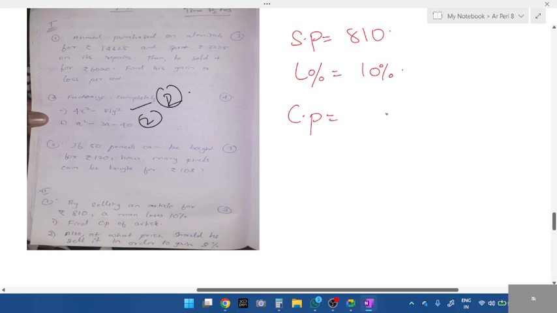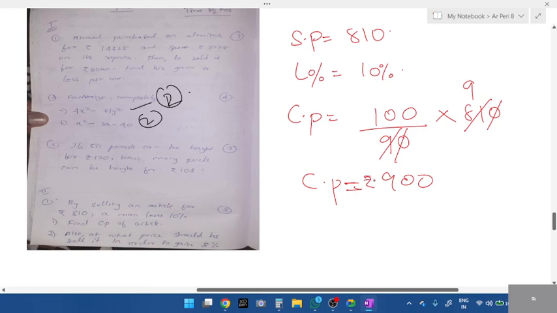What is the cost price formula? 100 divided by... Okay, I'll write it directly. 100 minus 10 is 90 into 810. 0 and 0 get cancelled. 9 ones are how many times it goes? So what is the cost price? Very good. Cost price is rupees 900.